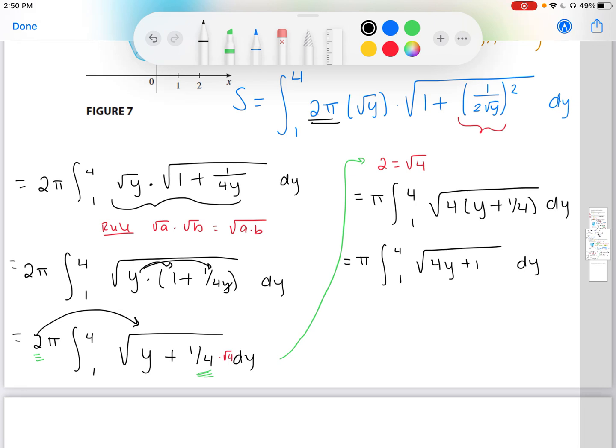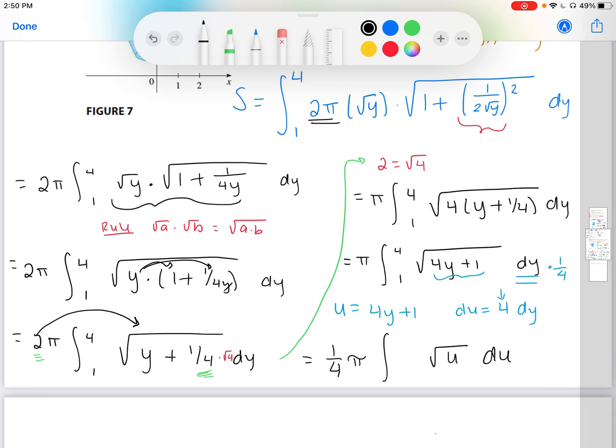Okay, let's go ahead and integrate using u substitution. If we let u equal our inside portion, so we have 4y plus 1, then du would just be 4 dy. So we have our dy, and we need to multiply by 1/4 to cancel that 4, so that we're left with 1/4 pi integral of the square root of u du.